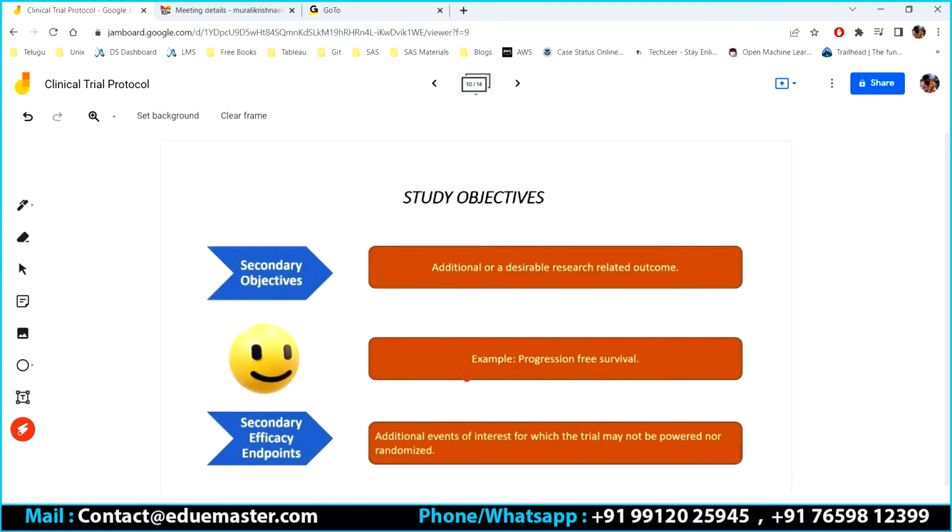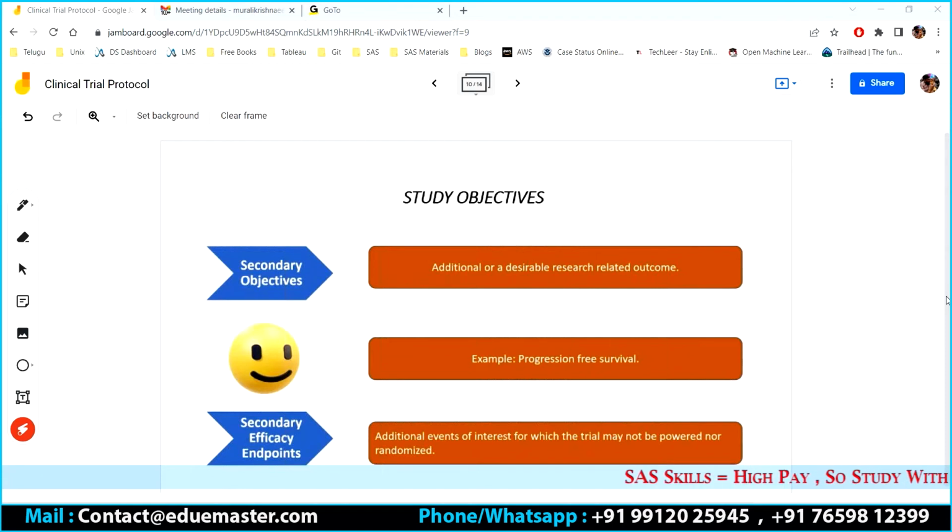Can I have a quick confirmation on primary and secondary objectives? The objective is nothing but why I'm considering this particular drug, what I'm doing with this particular one. Right? Can I have a quick confirmation? All right. So it's going a little rough.